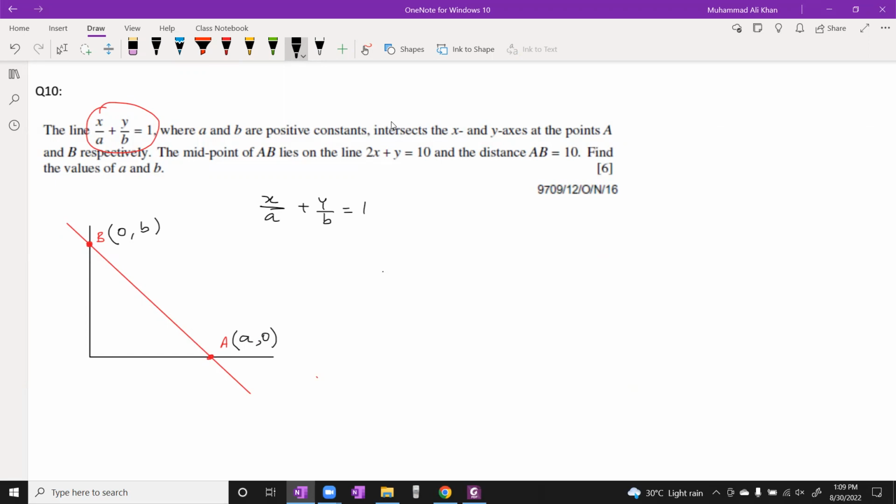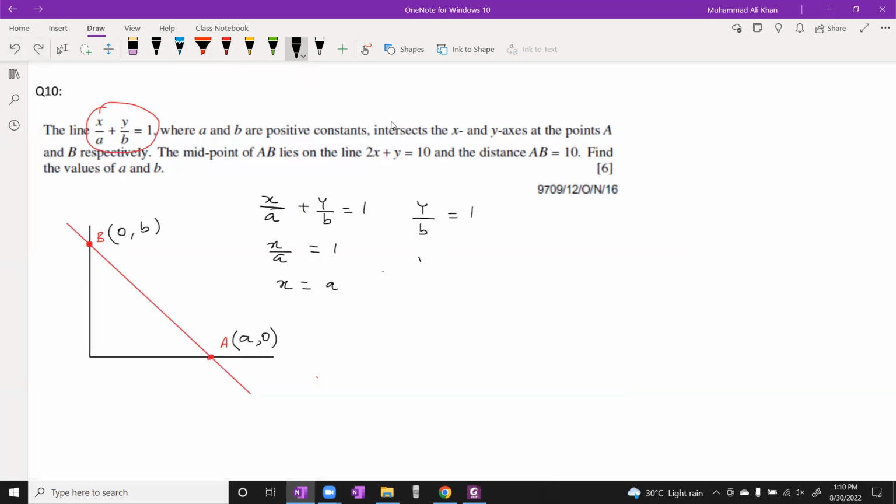बेटा ये तो इक्वेशन गिवन है आपको, ठीक है, लाइन की इक्वेशन गिवन है। x ओवर a, अगर ये 0 हुआ इक्वल टू 1 तो x की वैल्यू क्या आ गई? a। अगर हम x को 0 रखते हैं तो y ओवर b इक्वल टू 1, तो y की वैल्यू क्या आ गई?